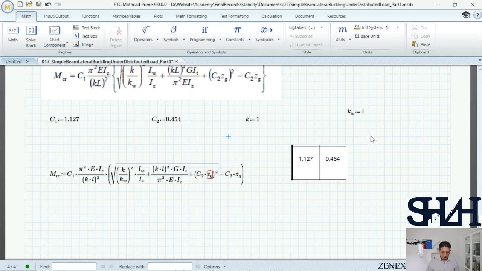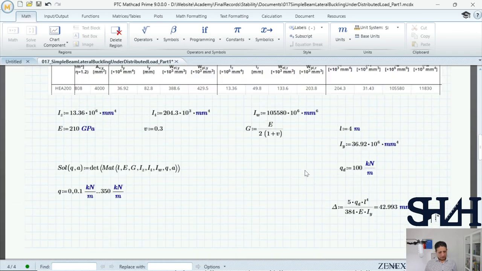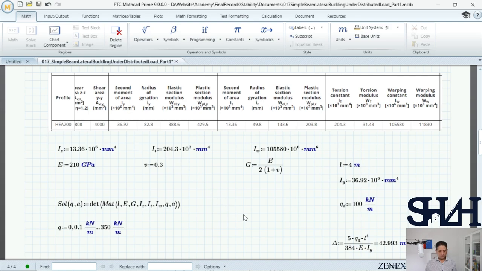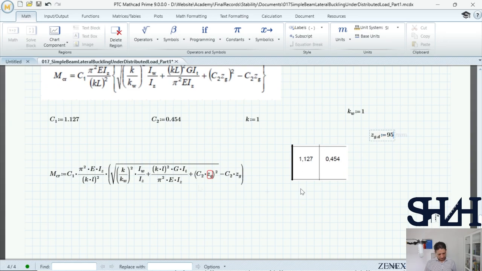And ZG. So let's assume ZG of destabilizing is going to be positive and it's on the top of the cross section. The total height of the cross section for HEA 200 is 190 millimeters, so it will be 95 millimeters. Here we can write down, instead of ZGD, I can simply write ZG. And then M critical with these given values will be 186 kilonewton meter.